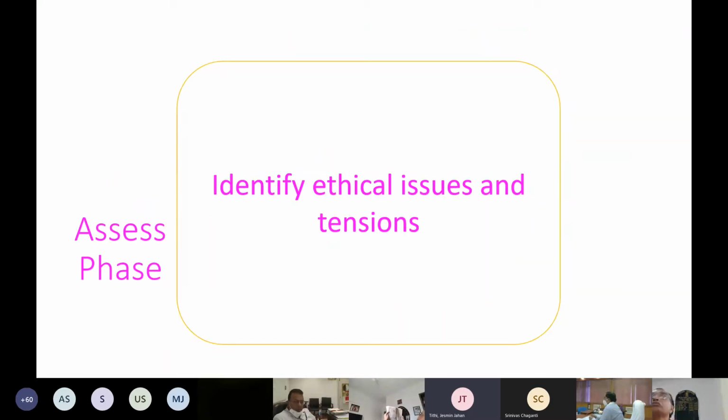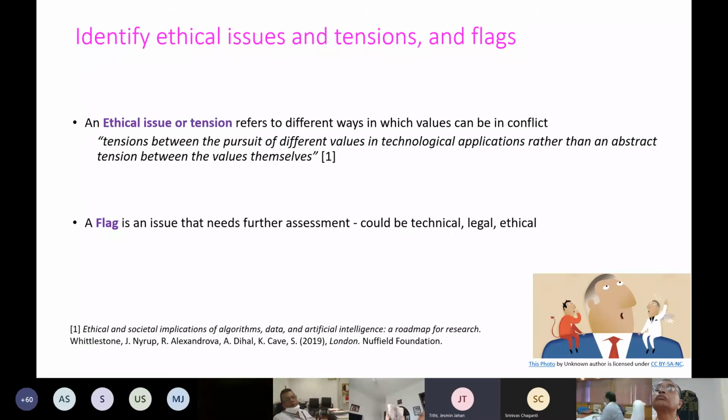So the next phase after we have identified the socio-technical scenario is to identify ethical issues and tensions in those socio-technical scenarios. Here, an ethical issue or tension refers to different ways in which values can be in conflict. For example, accuracy versus fairness, where an accurate algorithm might be unfair to a certain population. Tension in a formal sense means tensions between the pursuit of different values in technological applications rather than an abstract tension between the values themselves. We also define a flag, which is an issue that needs further assessment.